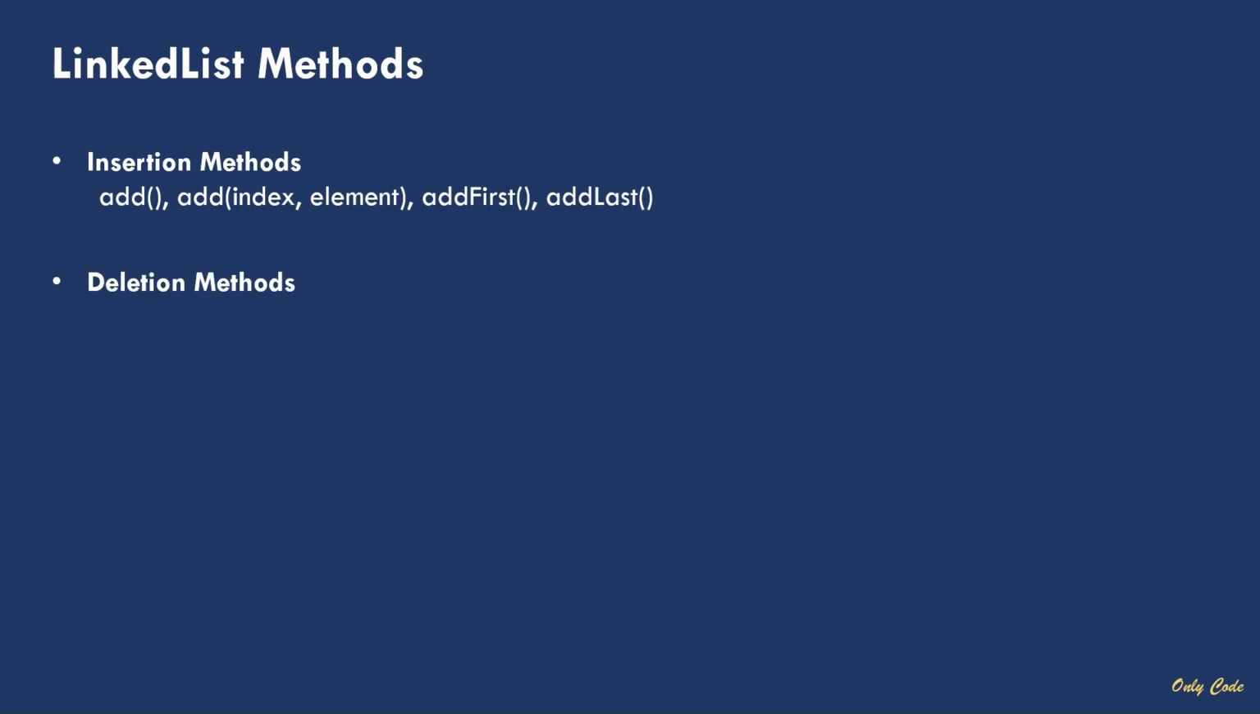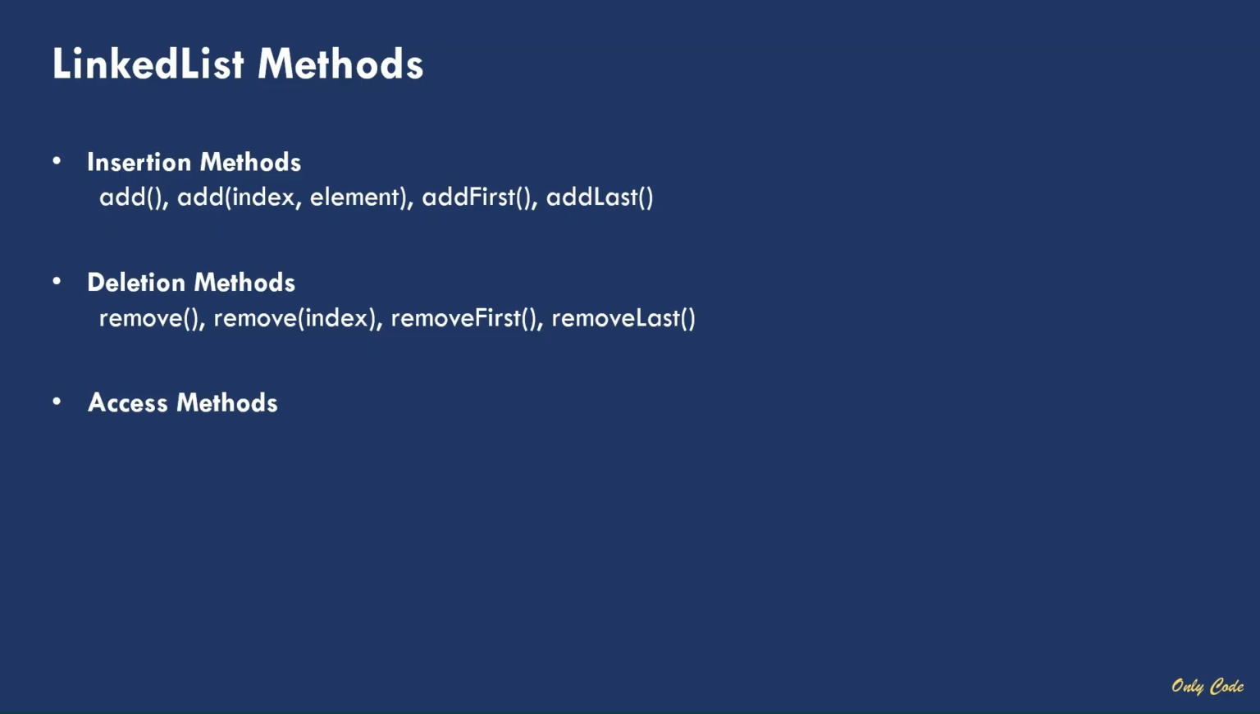Deletion methods. These methods are used to remove elements. Remove removes the first element from the list. Remove index removes the element at the specified index. Remove first removes the head of the list. Remove last deletes the last element.